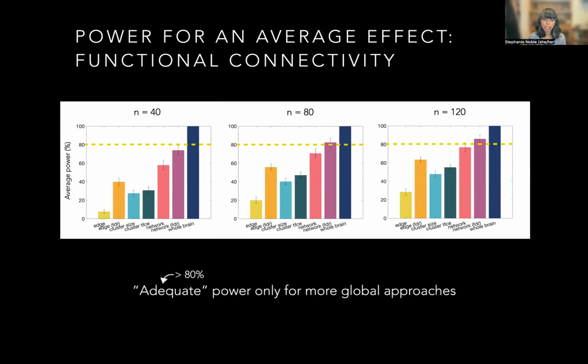But something I'd like to highlight is that only the more global approaches, the network level and whole brain approaches, get us to adequate 80% power, that commonly targeted threshold, on average, whereas the other procedures are sort of below that typically targeted threshold. And I also wanted to point out that there's a pretty significant advantage for FDR control, such that with edge level FDR correction, we tend to see better power than the cluster level approaches.